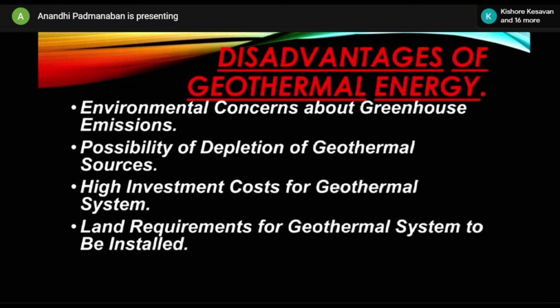Disadvantages of geothermal energy. Environmental concerns about greenhouse emissions. Possibilities of depletion of geothermal sources. High investment costs for geothermal systems. Land requirements for geothermal systems to be installed.